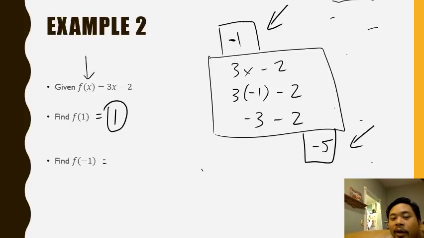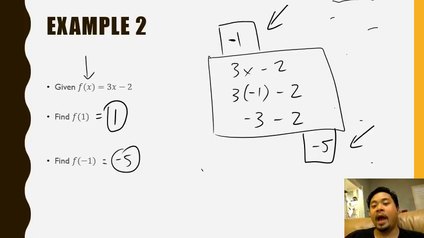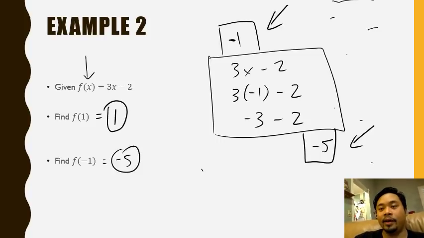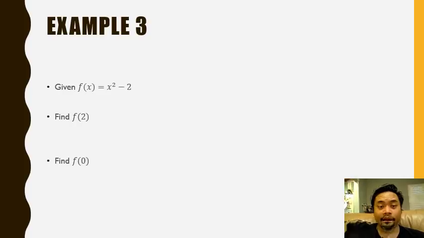So this is where we need to make sure we understand the relationship between an input and an output. The input is what we're replacing x with, and the output is what we get after we simplify. So this is how we use these specific functions to figure out what we get as an input and an output. All right, next one here.